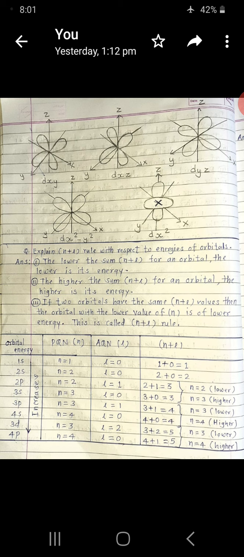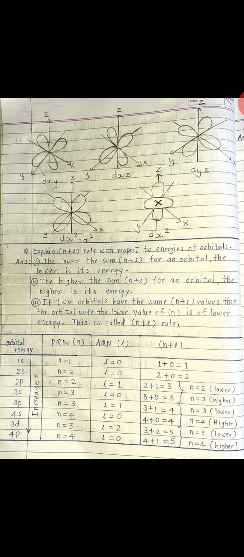और अगर दो ऑर्बिटल की n प्लस एल की वैल्यू सेम आती होगी तो क्या होता है? If two orbitals have the same n plus l value, then the orbital with the lower value of n is of lower energy. This is called n plus l rule. देखो, थर्ड रूल क्या है? अगर दो ऑर्बिटल की n प्लस एल वैल्यू सेम आती होगी तो जिस ऑर्बिटल की n की वैल्यू कम होती है उसकी एनर्जी कम होती है, और जिस ऑर्बिटल की n की वैल्यू ज़्यादा होती है उस ऑर्बिटल की एनर्जी ज़्यादा होती है.